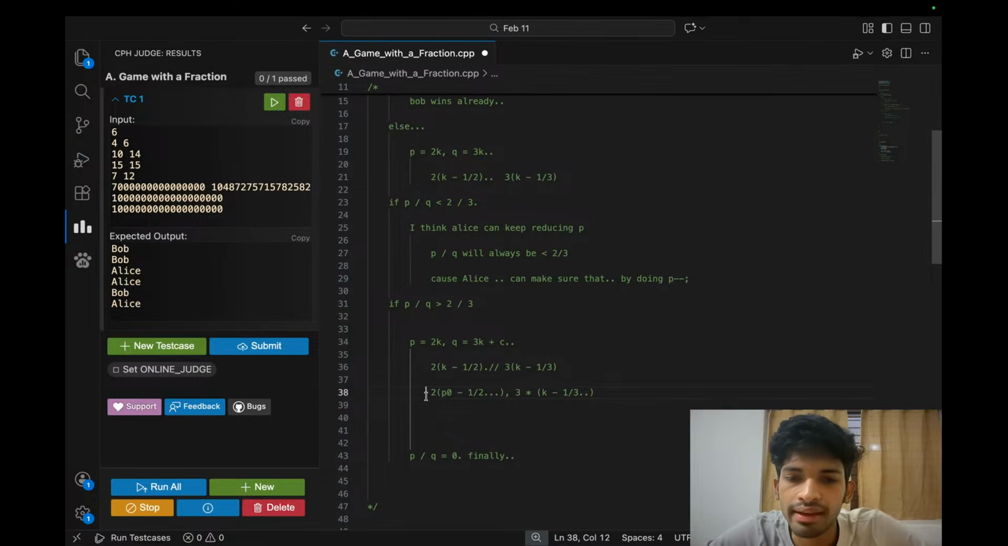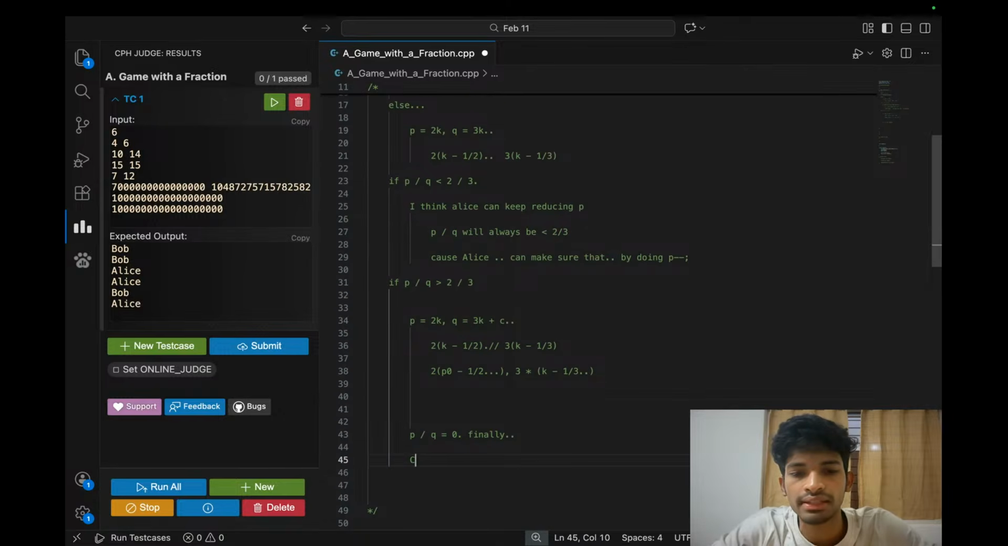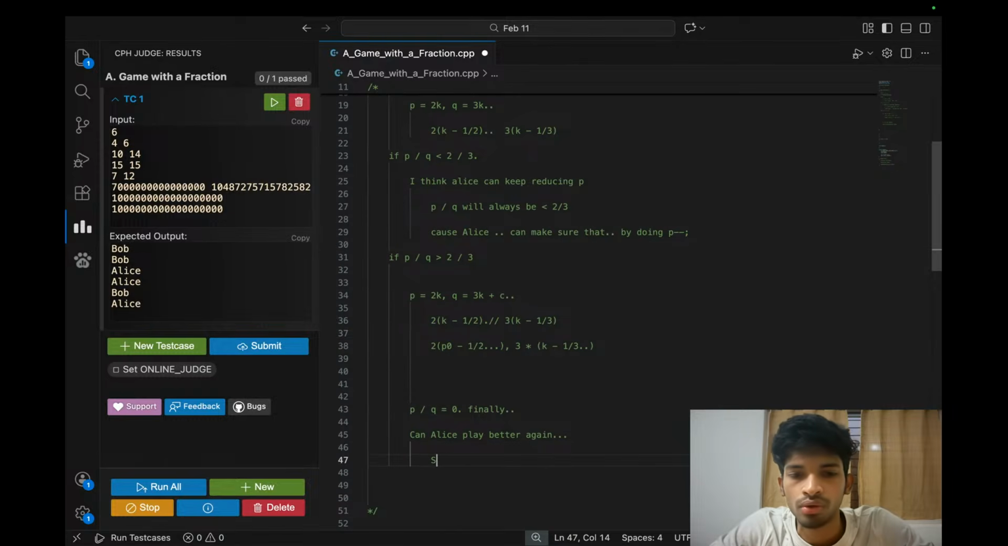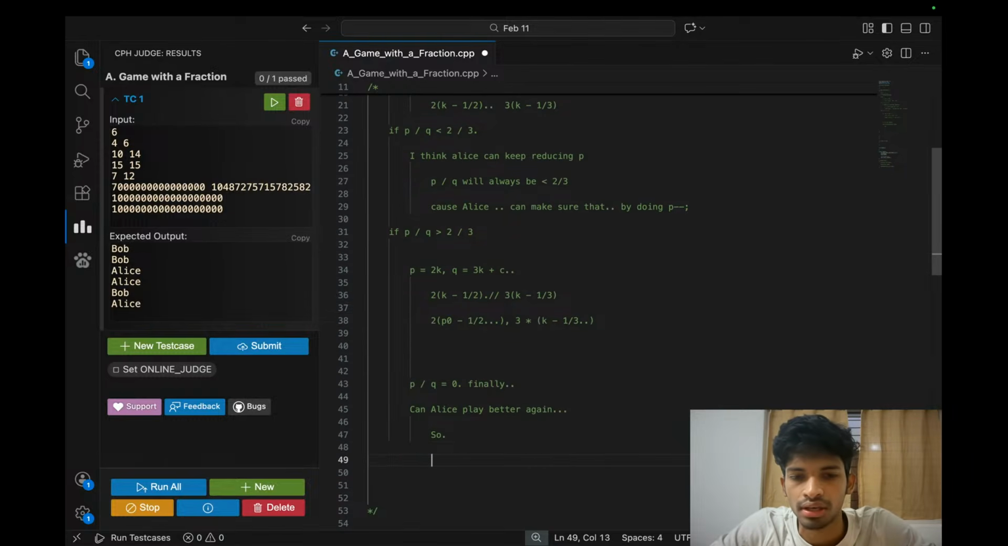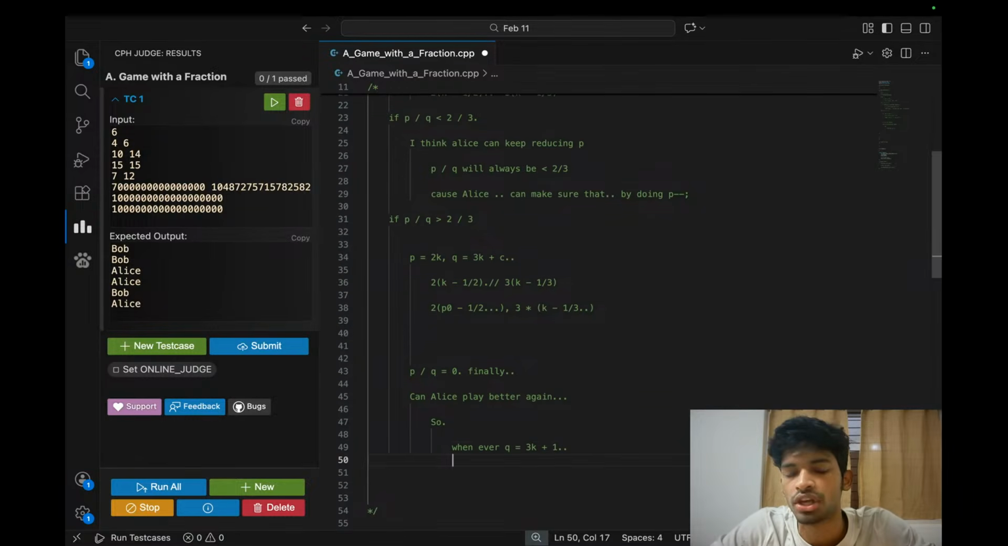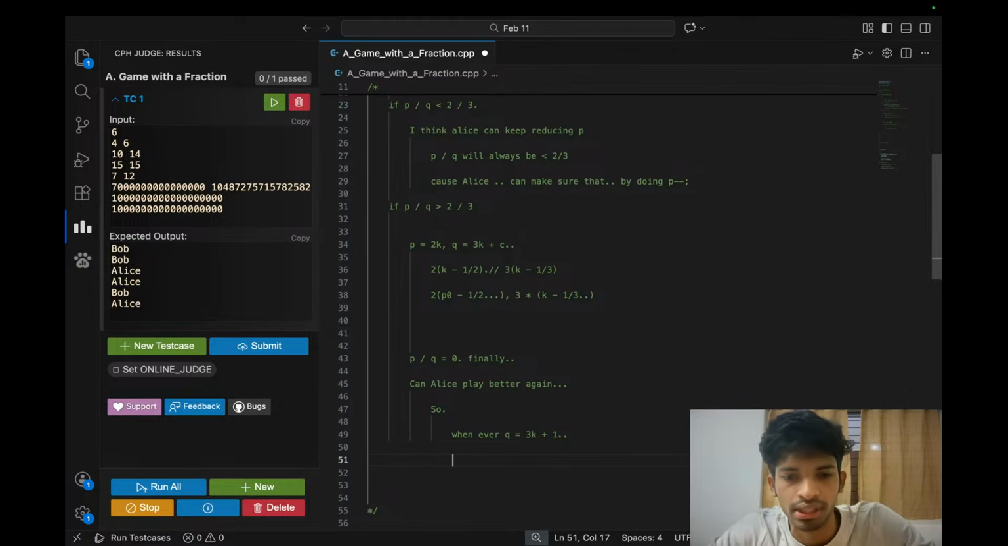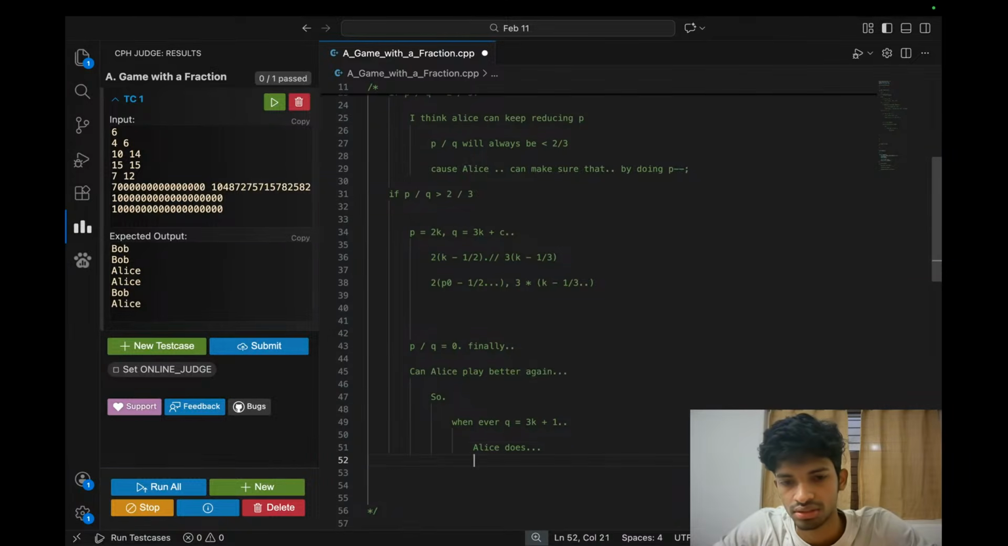So, can Alice again play better here? Think of that. Can Alice play better again? What I mean by that is, whenever q equals 3k plus 1, because they are going minus 1, minus 1, whenever q is about to approach a multiple of 3, if q equals 3k plus 1.